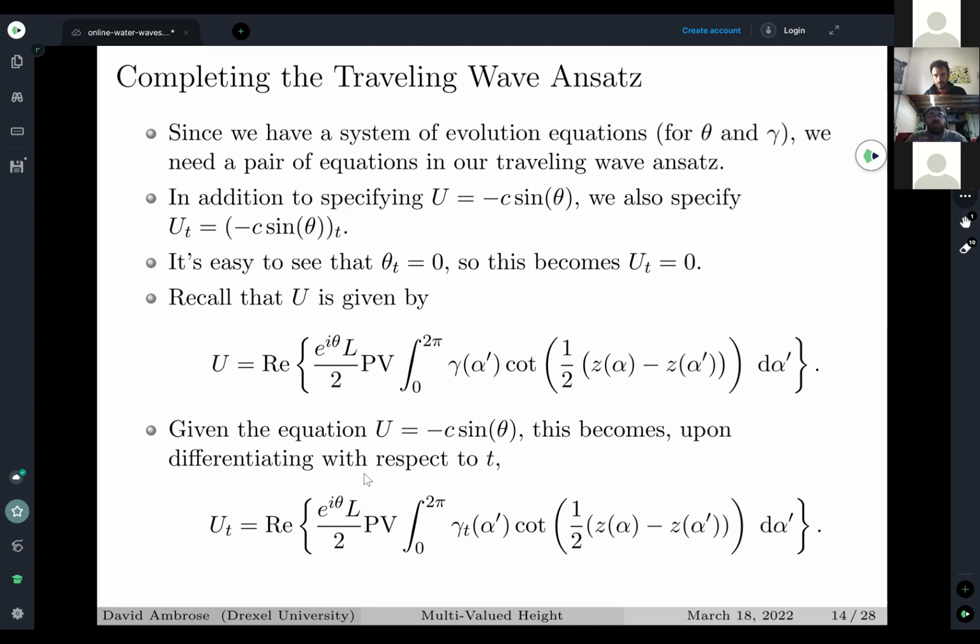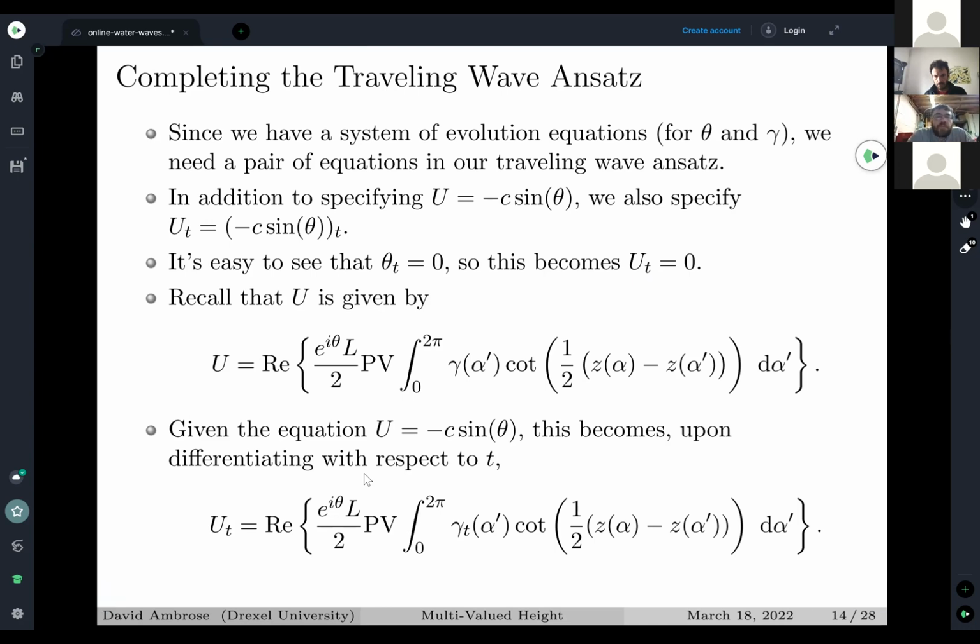Well, if we have a wave of permanent form, then it's going to be the case that theta_t equals 0, right? If my whole thing is just moving, then my tangent angle at a point is going to be staying the same. So theta_t is 0. So when I take the time derivative of minus c sine theta, I'm going to get 0. So my second equation is really just u_t equals 0.